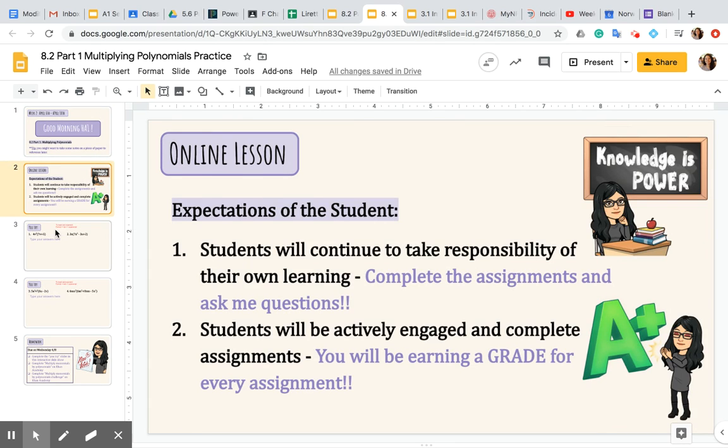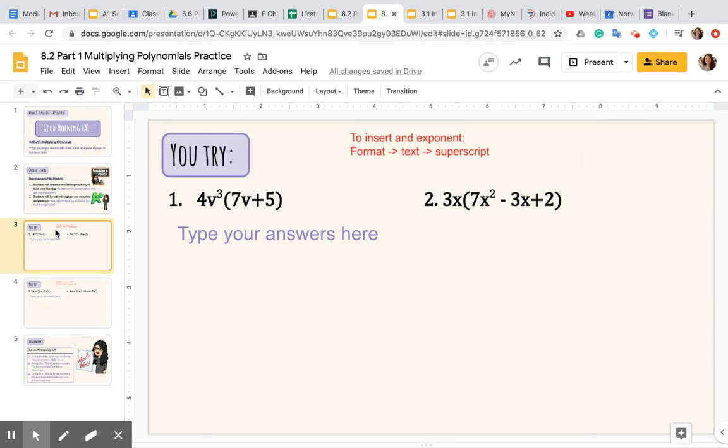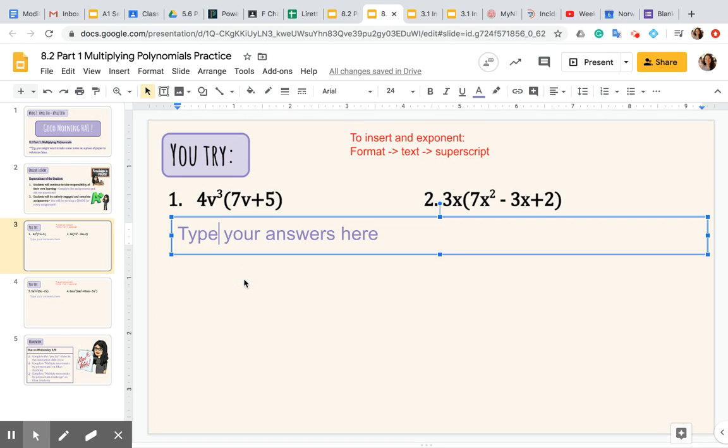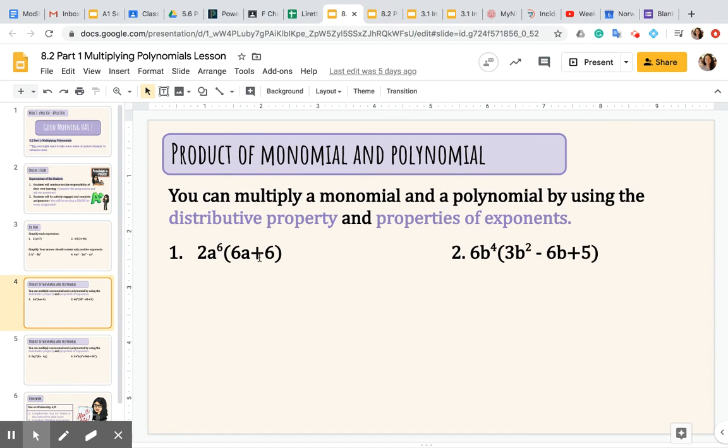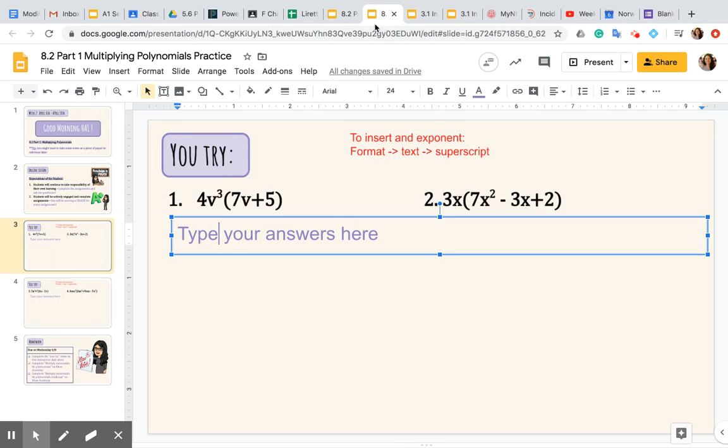So let me just scroll through and show you what you're going to receive here. You're going to get a slideshow, and you're going to complete the slides that say "You try." Here in red, I'm giving you hints on how you can type your work. Everywhere where it says "type your answers here," you're just going to click it and actually type in your work. And I'm going to guide you through slides that look very similar to that. As you can see, this is my notes slide that I'm going to walk you through in this video. And it looks very similar to the "You try" slide that you'll do for the homework.